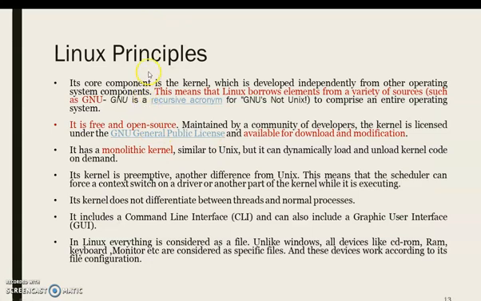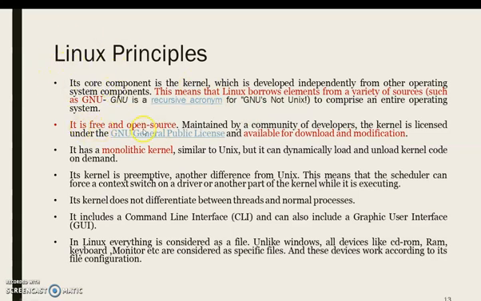Now the next point from your curriculum, the Linux principles. So what exactly is Linux made up of? Its core component, of course, is the kernel. Along with the kernel there should be some set of software to deal with that kernel, and this software is taken from GNU. What is GNU? GNU stands for GNU's Not Unix: G for GNU, N for not, and U for Unix. This GNU contains many open source software packages, and they are combined with the kernel, and that will make one OS, which becomes your Linux.